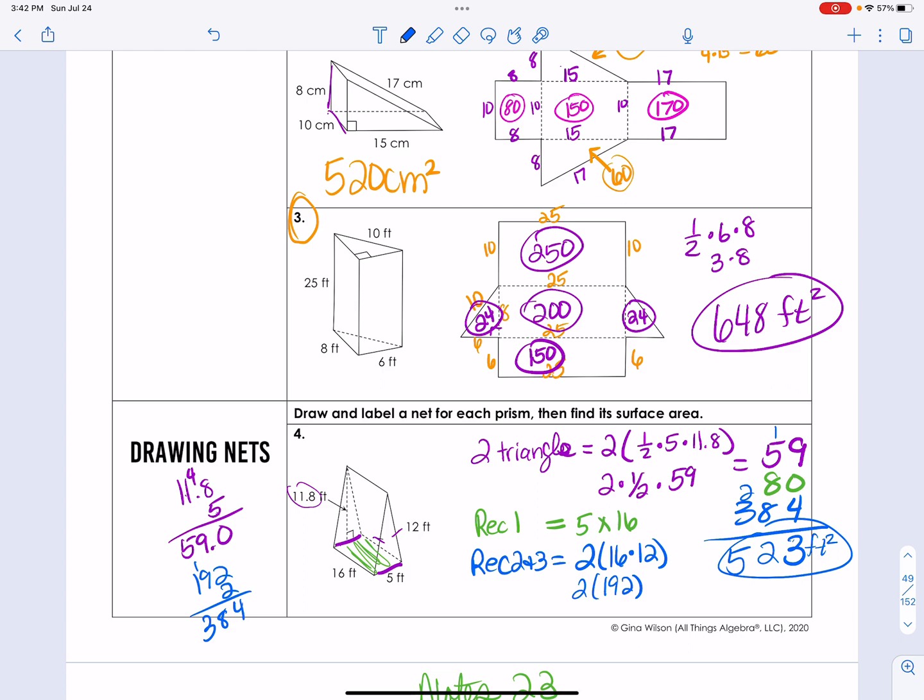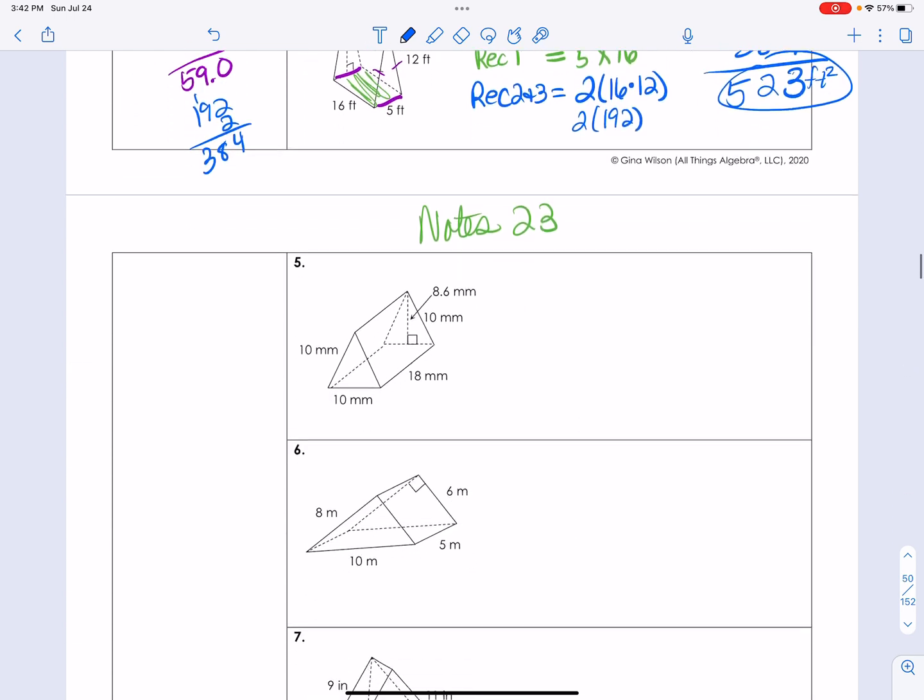Okay, so you can choose. You can unfold that and you can draw the net, or you can try to just do each piece. I don't really care. Okay, let's try one more of those.